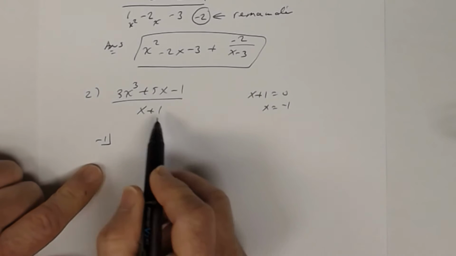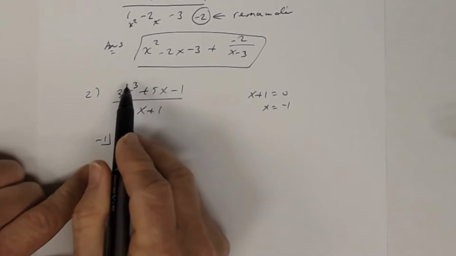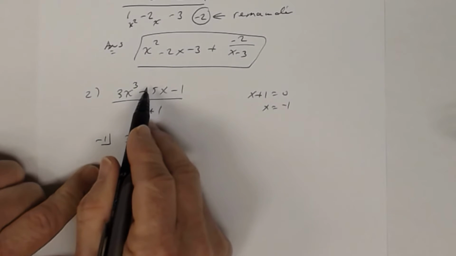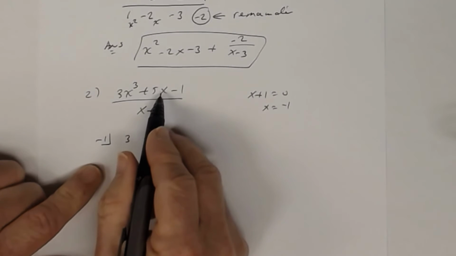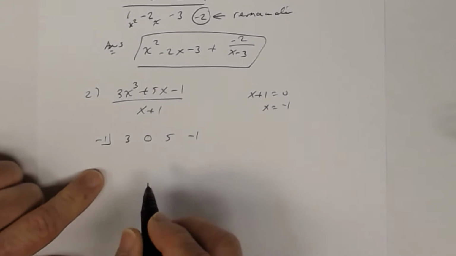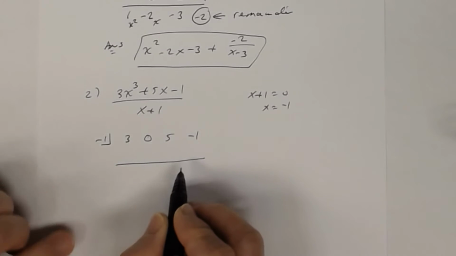The coefficients go here. If there are any missing terms, you have to put 0. So the coefficient of x cubed is 3. There's no x squared, so I have to put 0. You must put 0. The coefficient of x is 5, and then your constant is -1. The constant always goes last. Remember, you leave some space, and you put a little line here.